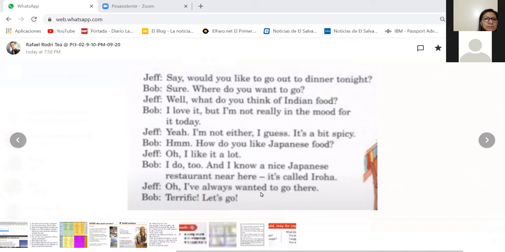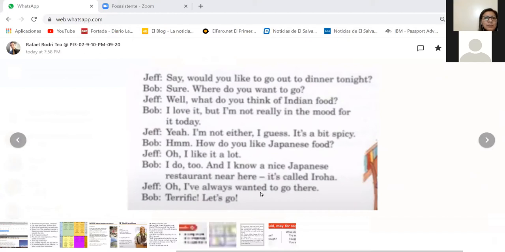I've always wanted to go there. I've always wanted to. Ay, me trabé. I know. Si se te va a trabar, mira, te vas a pegar mordidas. Yo me pegaba mordidas en los labios cuando estaba pequeño. Intentaba porque quería aprender. Y gracias a Dios lo logré, pero cuesta, ¿eh?